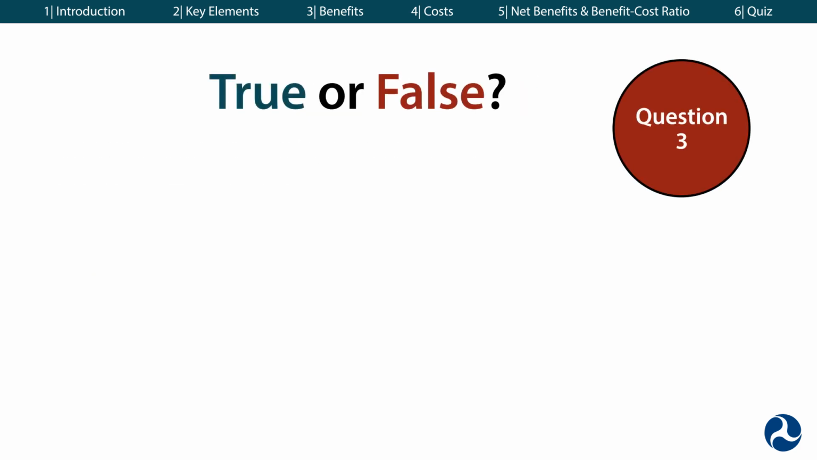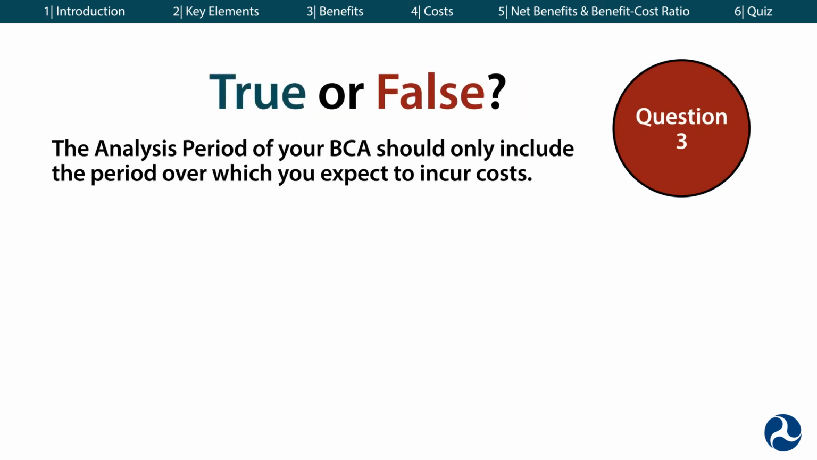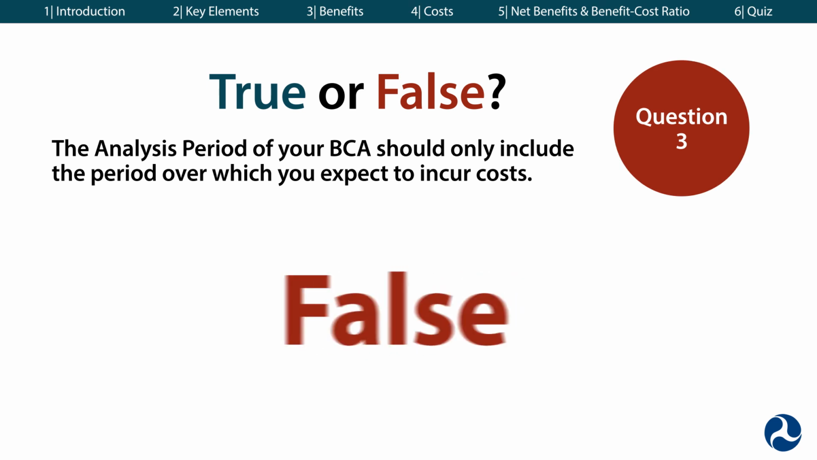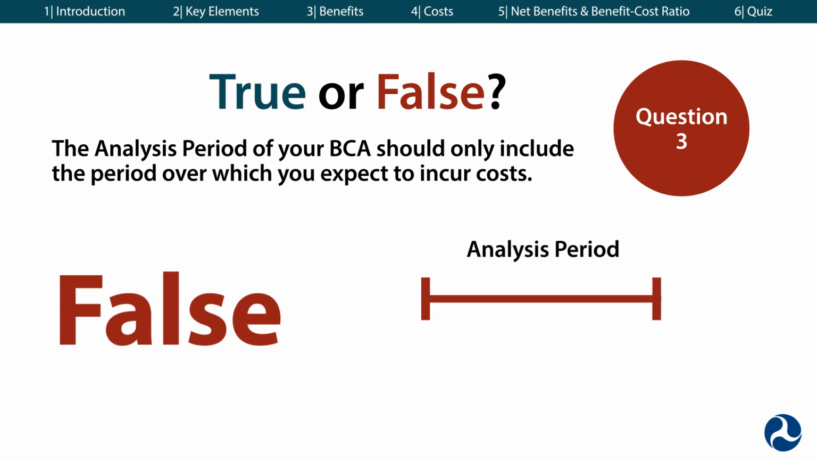Question 3. True or false? The analysis period of your BCA should only include the period over which you expect to incur costs. False. The analysis period should include the period over which you will incur costs and accrue benefits. The recommended minimum analysis period is 20 years, but this can vary depending on your project.